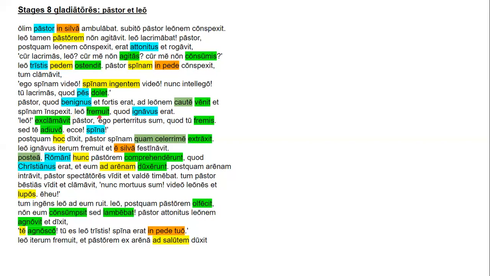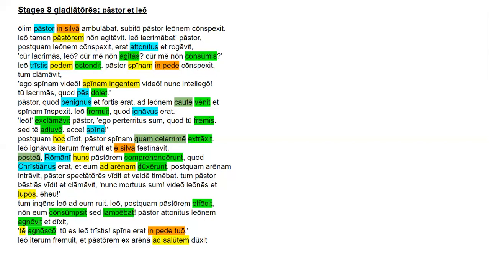Leo fremuit quod ignavus erat. Right, so the lion, nominative subject, fremuit, this is a perfect tense verb. He roared. Quod, again, we know that this quod is going to be because, from context. Ignavus erat. So nominative subject again, nominative predicate adjective. Once again, because we have an imperfect form of sum, erat. So because he was. And then ignavus means either lazy or cowardly. It wouldn't really make sense to say lazy here. So you have to know in context that it's cowardly.